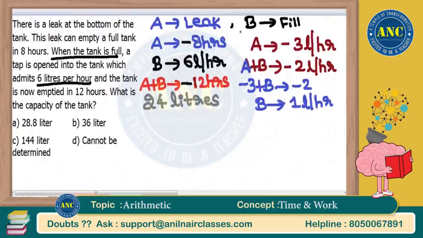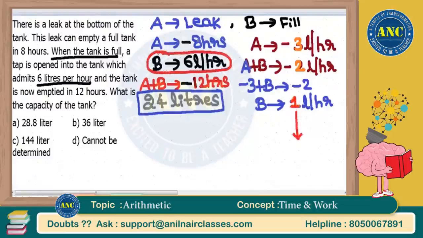Now listen to this carefully, sir. Who assumed this 24? I assumed this 24. Because of this 24 only I am getting this 3, this 2, and the same 24 gives me this 1. That means whatever I have written on the screen till now is according to my assumption. According to my assumption, the capacity of B is 1 liter per hour. But according to the question, the capacity of B is 6 liters per hour.